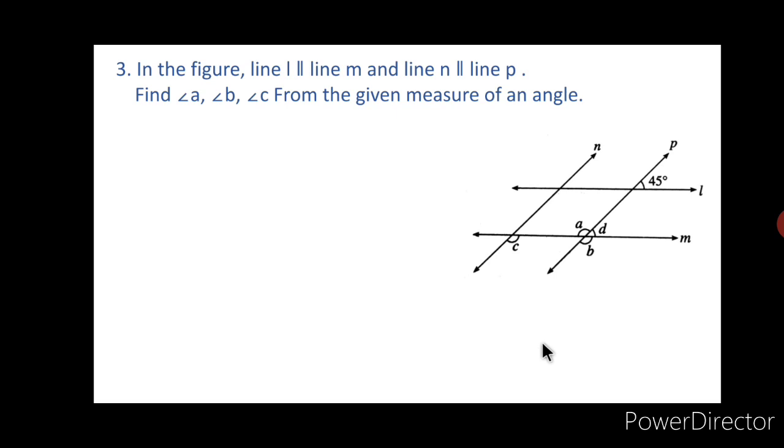The third example is, in the figure, line L and line M are parallel lines and line N is parallel to line P. Then we have to find the measures of angle A, angle B, angle C and angle D.